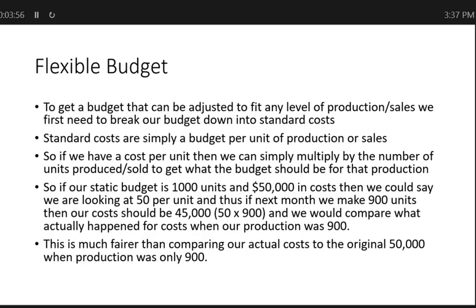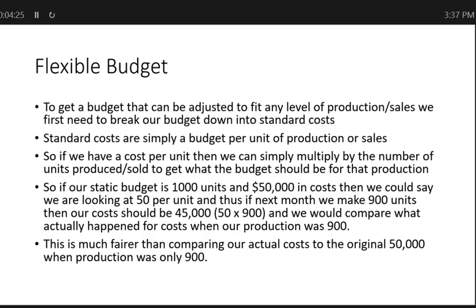So now, whatever the units we produced end up being, we simply multiply that by our cost per unit, and we have what we should have spent for that level of production, and we can compare that to what we actually spent. So if our static budget is 1,000 units and $50,000 in costs, then we're basically saying it should cost us $50 per unit.